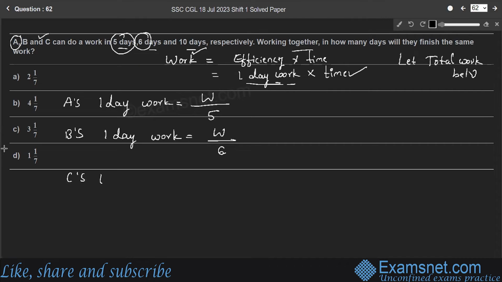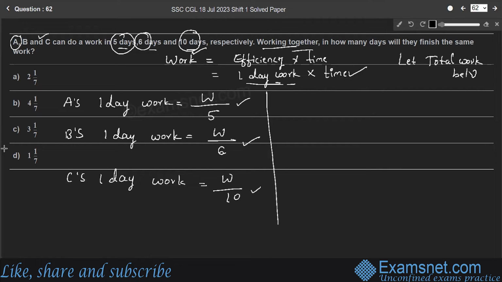Whereas C's one day work, or efficiency of C, both are same. C's one day work is W by 10, right? C takes 10 days to complete the same work. Therefore, their one day works are W by 5, W by 6 and W by 10, right?